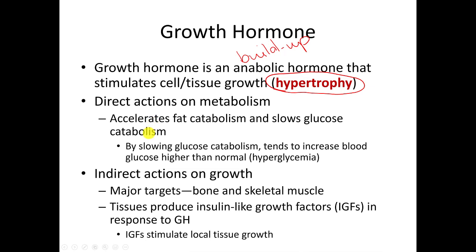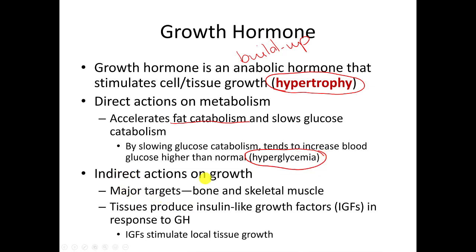One thing that the growth hormone is going to do, other than stimulate cell and tissue growth, is it also accelerates fat catabolism. So remember, catabolism is breakdown. So it actually accelerates the breakdown of fat, and it slows down glucose breakdown. And so by slowing down glucose breakdown, it causes blood sugar levels to be a little elevated. We call that hyperglycemia, and that can help with growth.